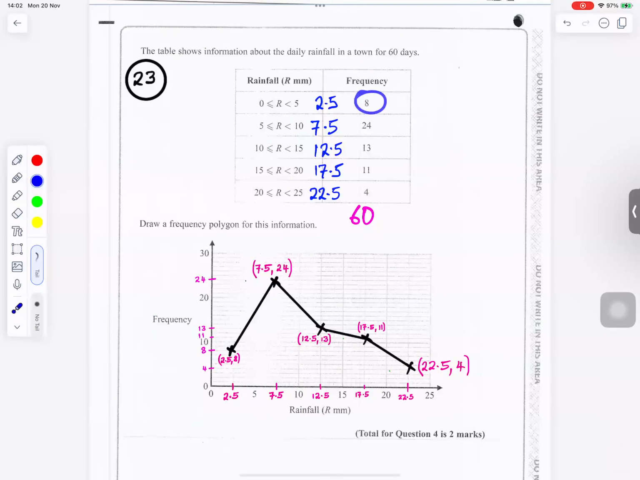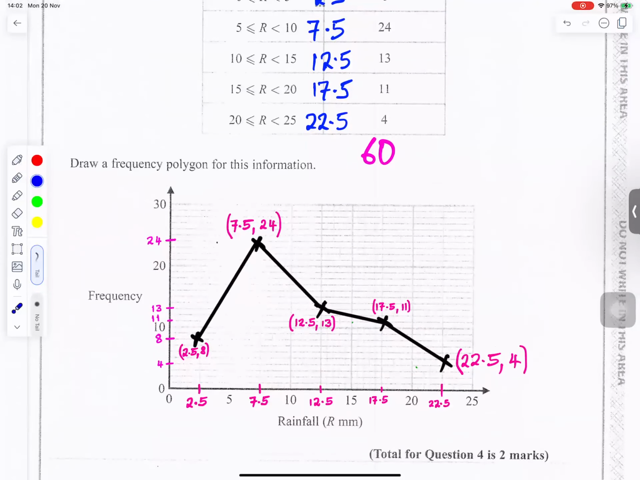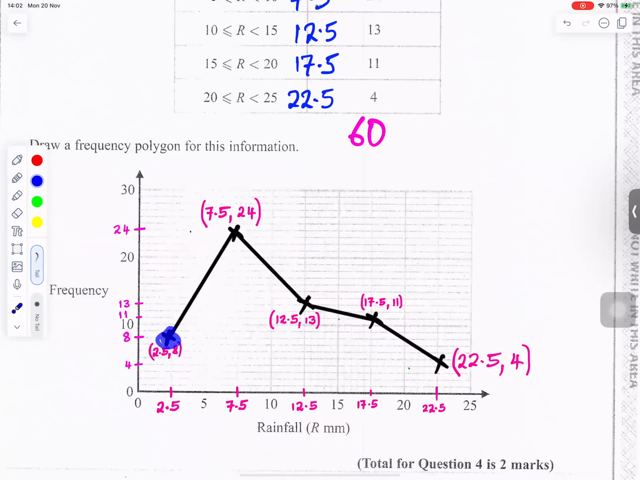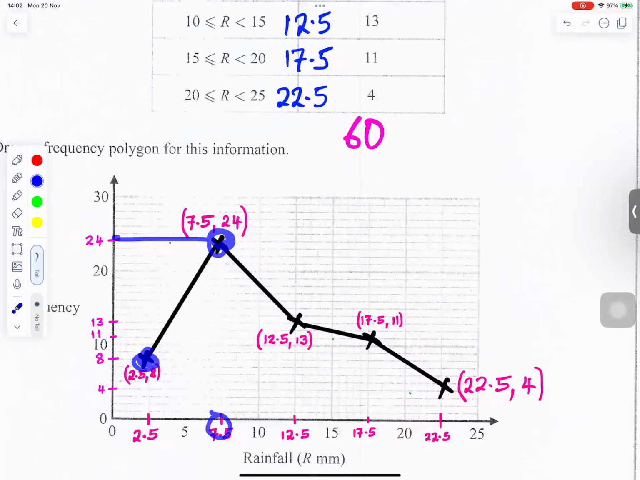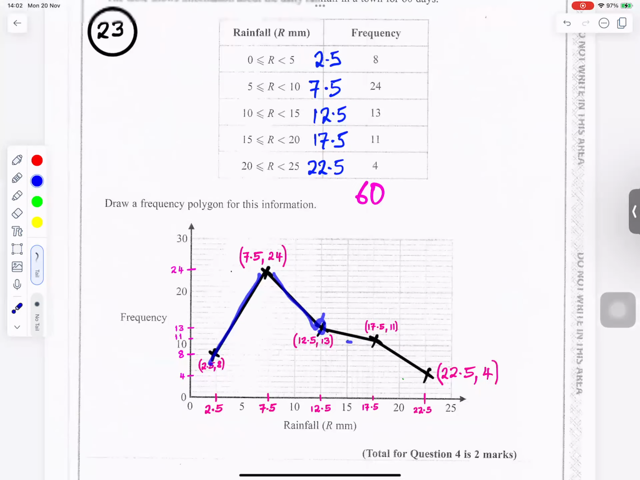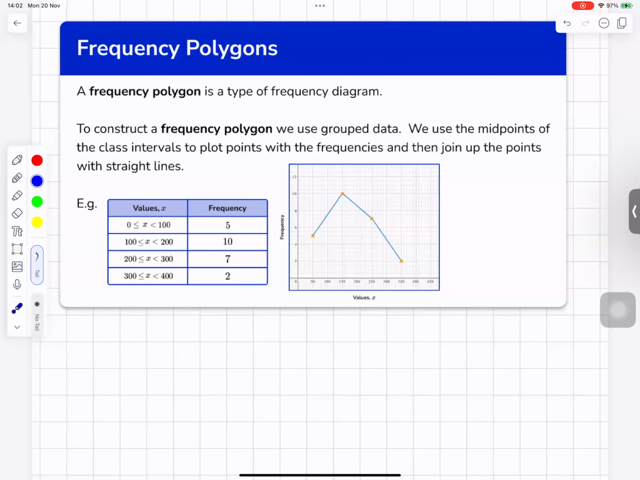So we have here 8. So it's 2.5 and 8. I'll zoom in. 2.5 and 8 is that point there. 7.5 and 24. 12.5 and 13. After you join them all with a straight line, that's your frequency polygon. That's another example for you to try. Use this grouped data and the frequency and see if you can draw this frequency polygon.